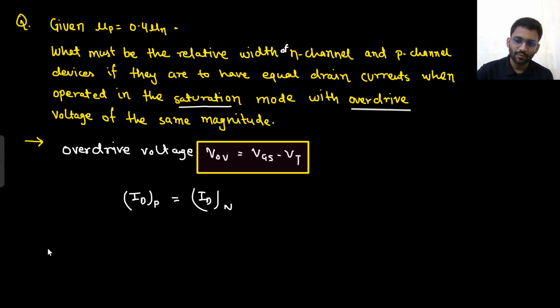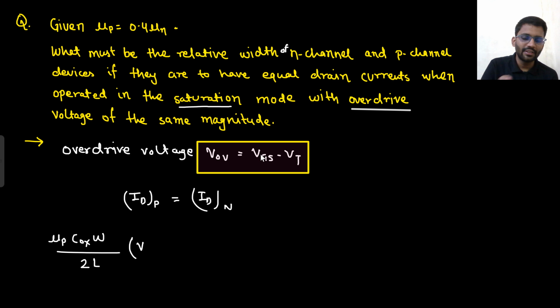So what is the formula? For PMOS it will be mu P Cox W by 2L. Both are in saturation mode, so that's why I am applying W by 2L. This V overdrive is VGS minus VT. This is for NMOS.